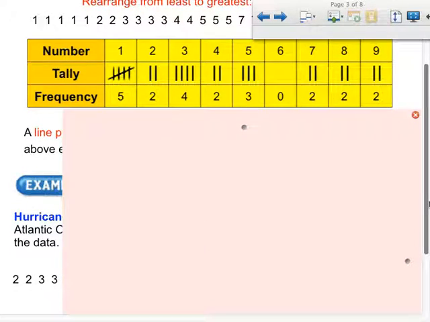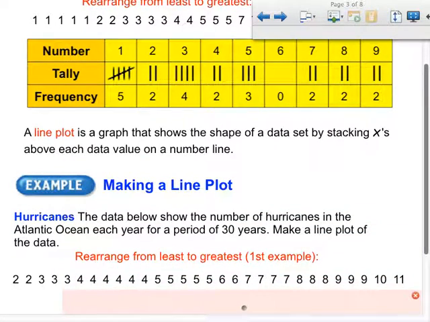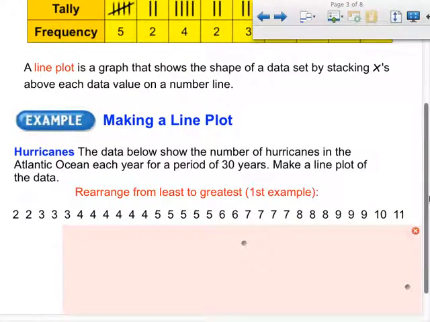All right, now the next thing we need to talk about is a line plot. A line plot is a graph that shows the shape of data of a data set by stacking x's above each data value on a number line. So we're going to take our data from the first example that we already arranged from least to greatest, and we're going to create a number line, and for every number, we're going to stack x's above it that represent how many times that number occurred in the data set. Does that make sense?